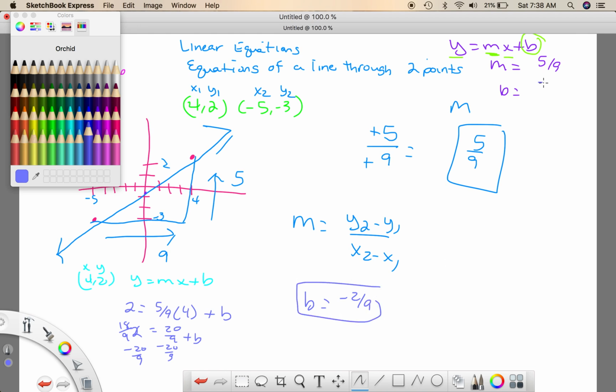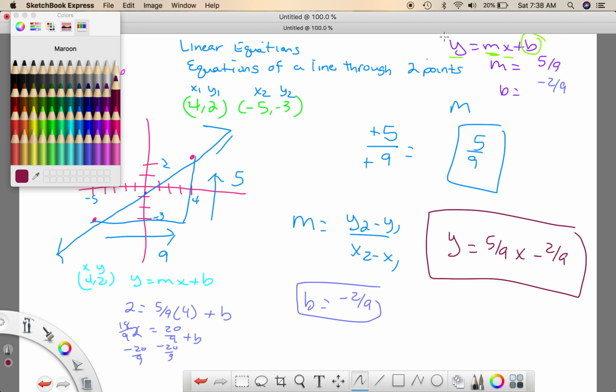So now I have the 2 things that I need. Now I can write my equation. So my equation is y equals 5/9 x minus 2/9. Remember, this equation is so important. When we're trying to write these equations, there are 2 values we need, an m and a b, and then we've got our equation. All right, so let's try the next one.